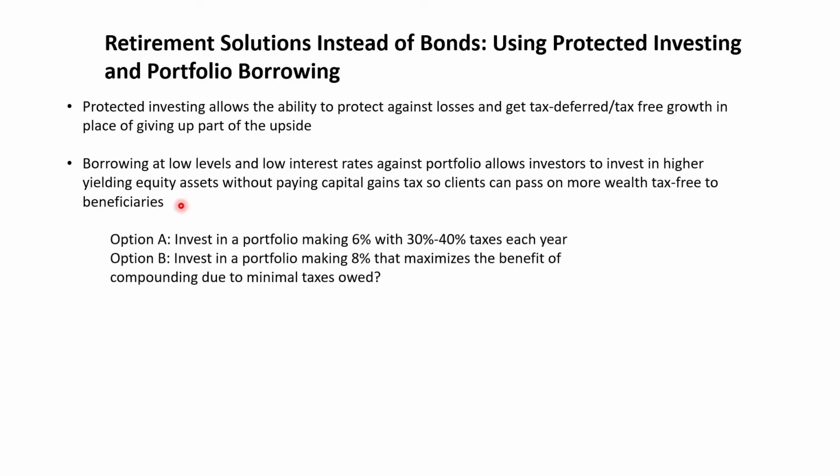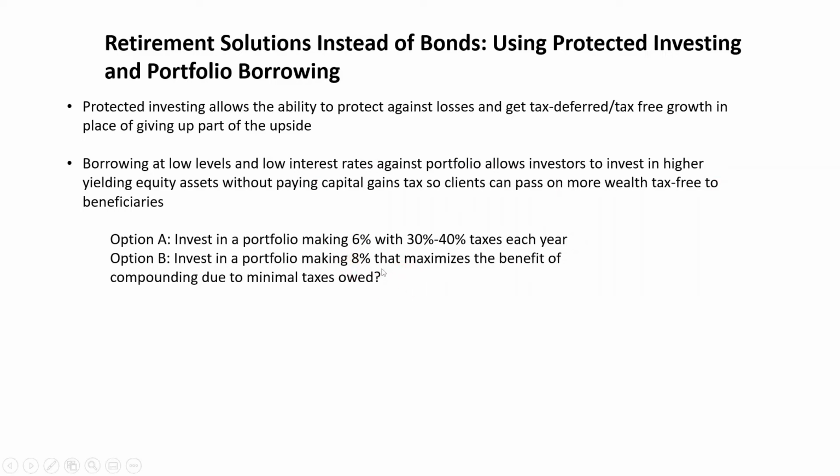Which of the two options would you rather do? Invest in a portfolio making 6%, in which you pay 30% to 40% taxes each year on the gains? Or would you invest in a portfolio making 8% that maximizes the benefit of compounding due to minimal taxes owed? And if you do need liquidity and to pull money out, you can borrow at low interest rates, which are significantly less than the 8% that it's compounding at.